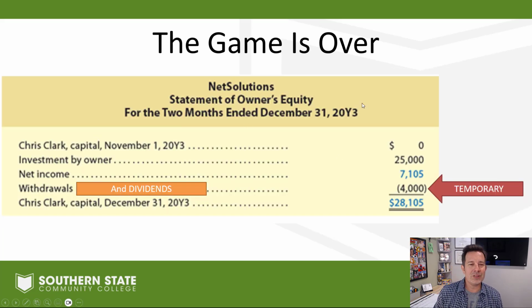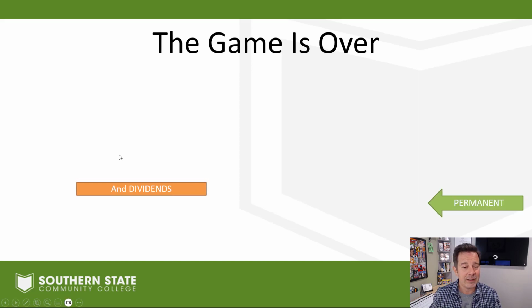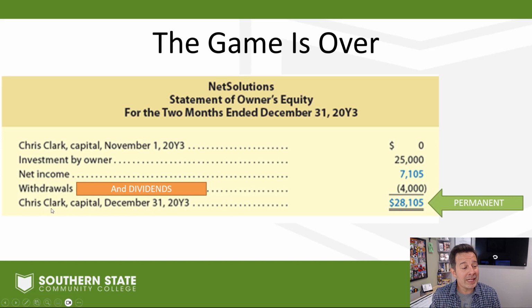And so if we look at that statement of owner's equity, we have withdrawals. That's also a temporary account. And dividends, when we get into that later on, those are also temporary accounts. They just live for the period, and we close them out at the end. The permanent account here, that Chris Clark Capital, is a balance sheet account. It's permanent. So revenue and expenses are income statement accounts, and withdrawals are going to be temporary. We're going to close those out at the end of the period.